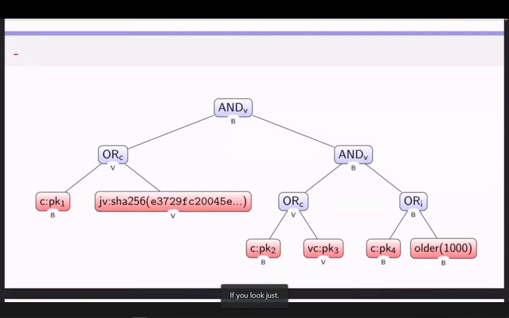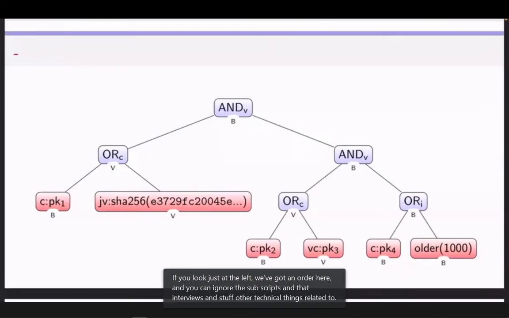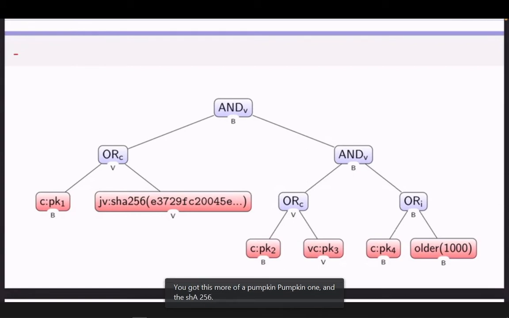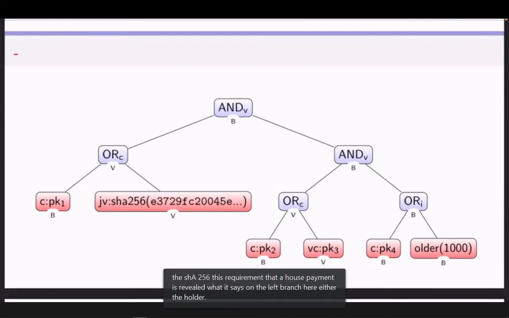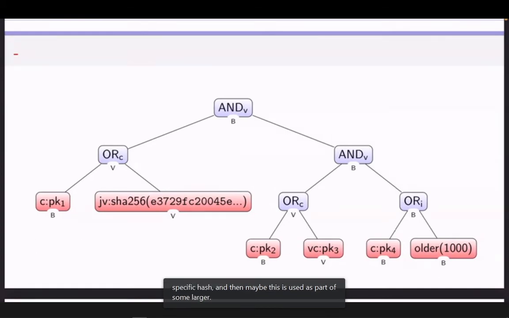If you look just at the left, we've got an or here, and you can ignore the subscripts and the V's and stuff. Those are technical things related to efficiency of how it's encoded on the blockchain. You've got this or of a pub key one, and the SHA-256, this requirement that a hash pre-image is revealed. What this says is that on the left branch here, either the holder of public key one needs to provide a signature, or somebody needs to provide a pre-image to the specific hash. And then maybe this is used as part of some larger protocol.